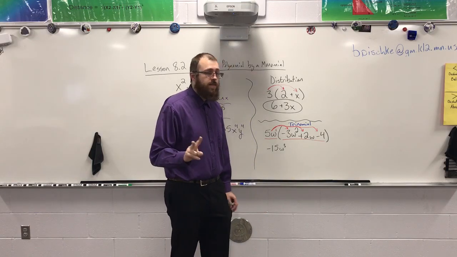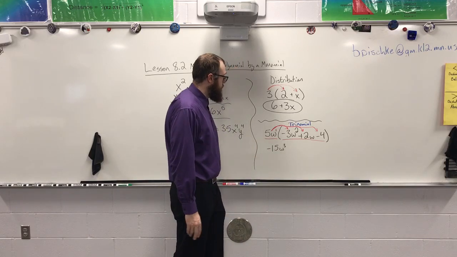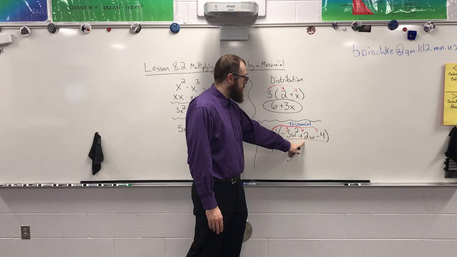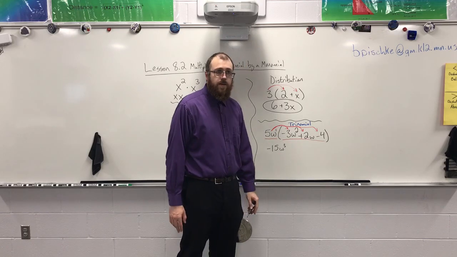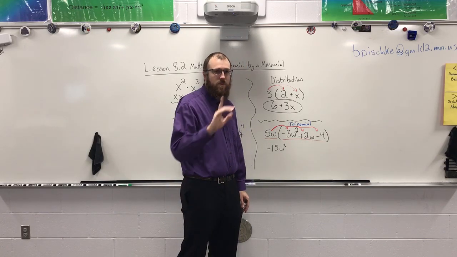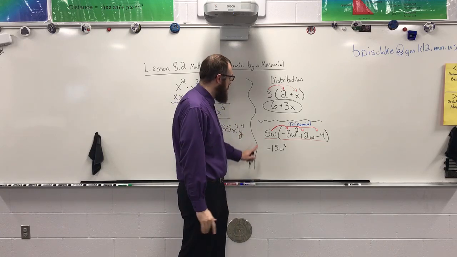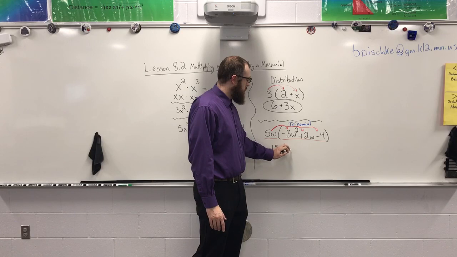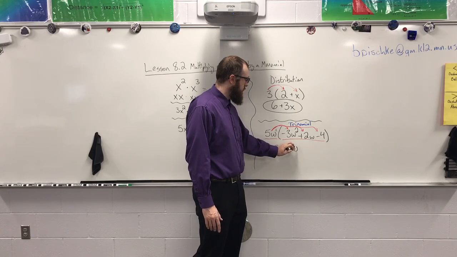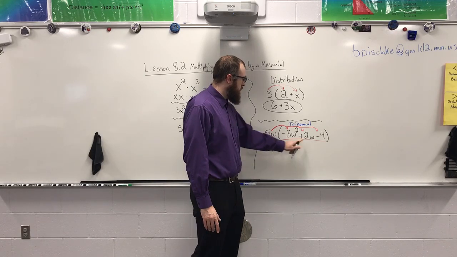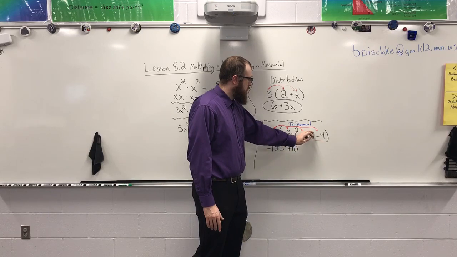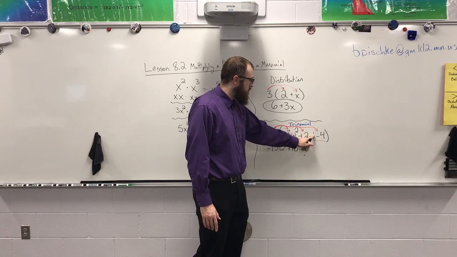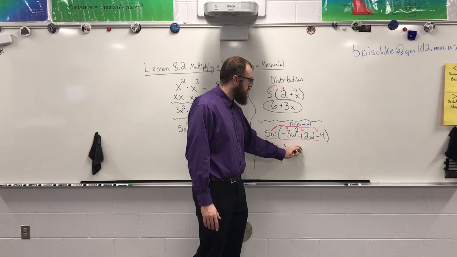Now we can go to our second monomial times monomial. 5w times 2w. Again, one piece at a time. Coefficient times coefficient. 5 times 2 is 10. W times w ends up being w to the 1 plus 1, which is 2.